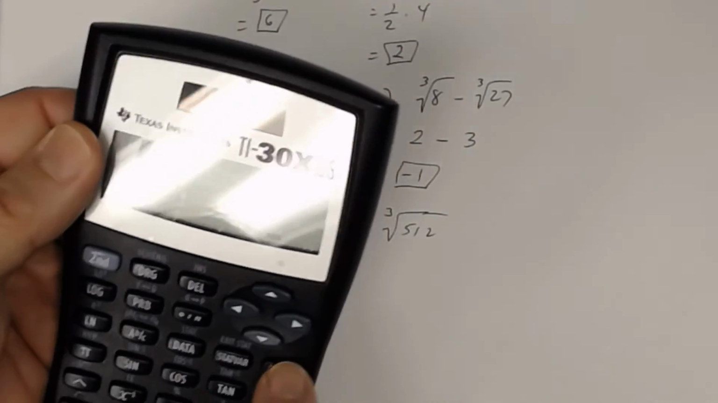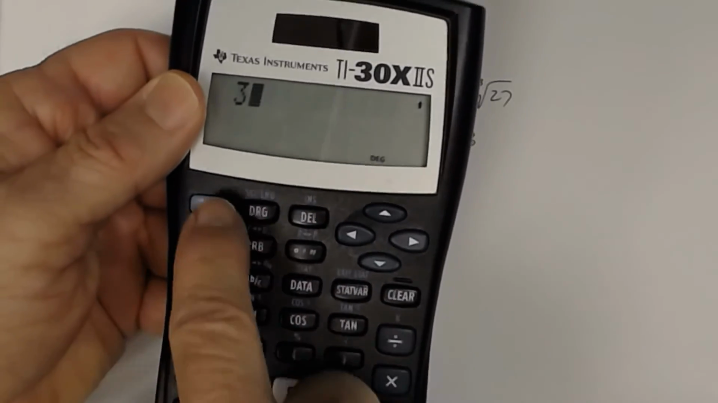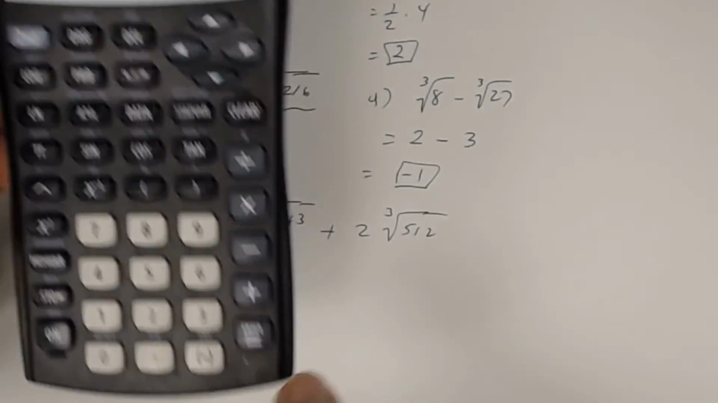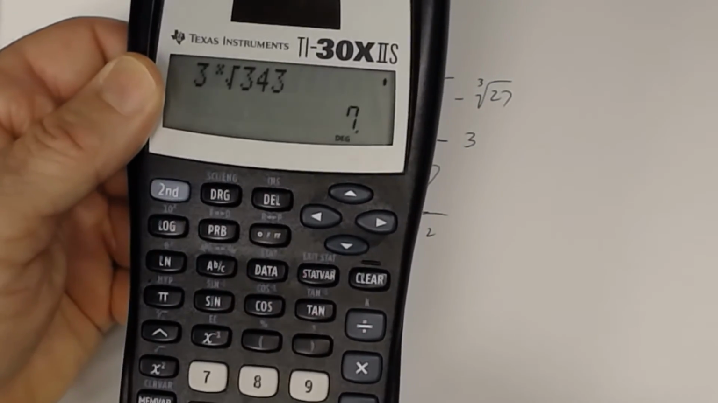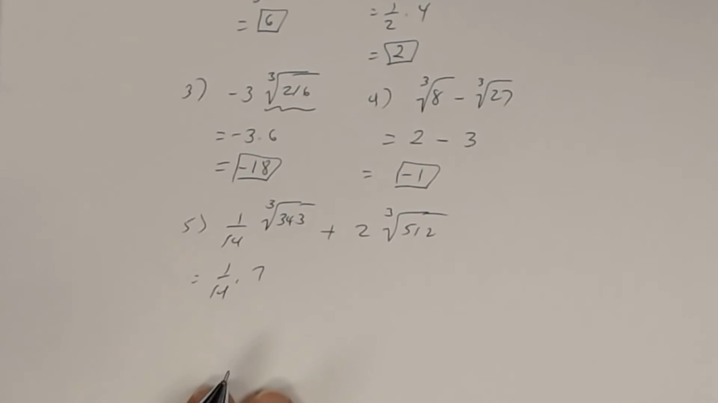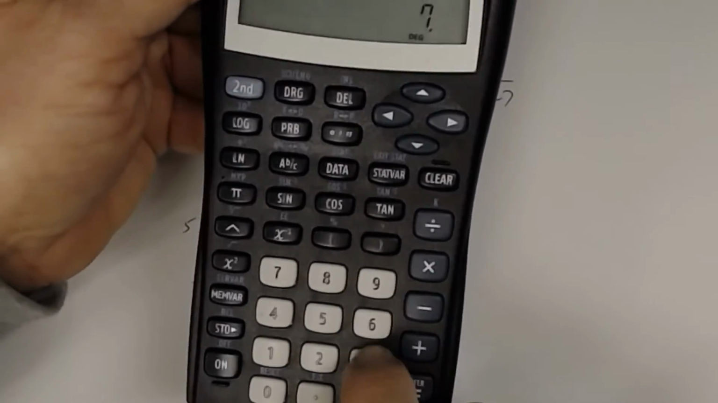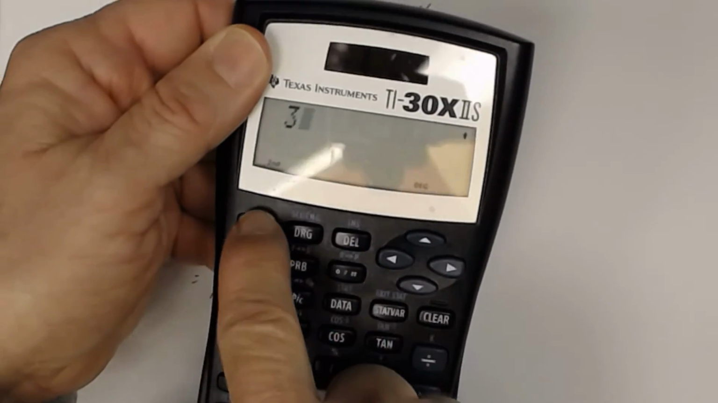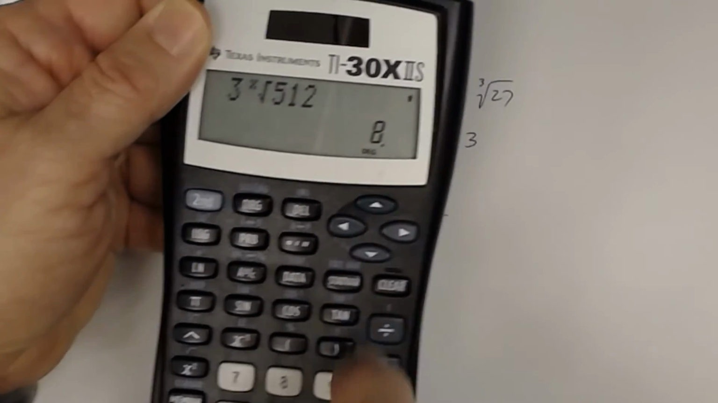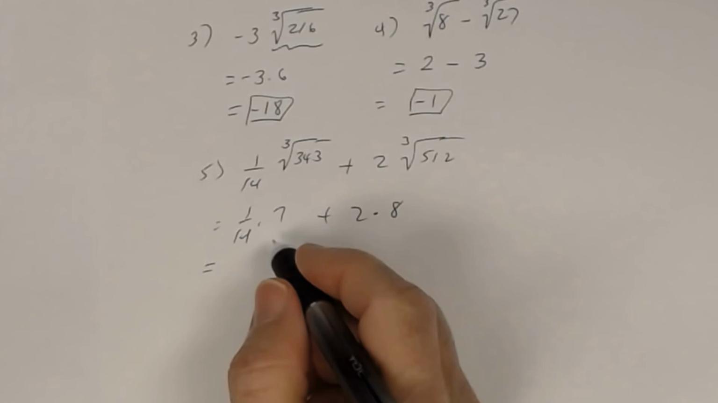And again, you can use your calculator. So remember, you're taking cube roots. You can press 3, then press second, and then this button here. So you get this, and then type in 343, and you get 7. So this becomes 1/14 times 7, and then plus 2, and then the same thing here, the cube root of 512: 3 for cube root, 512 equals 8. So you get 2 times 8. So this becomes 1/14 times 7.